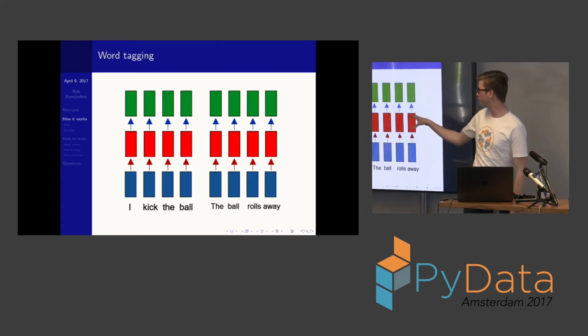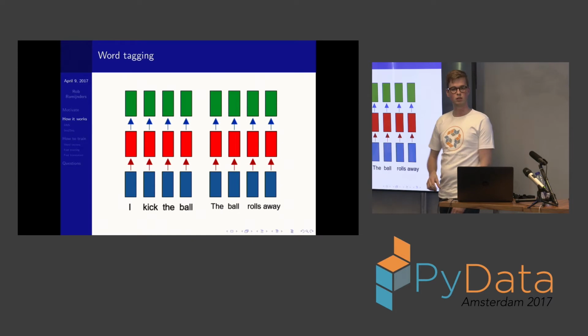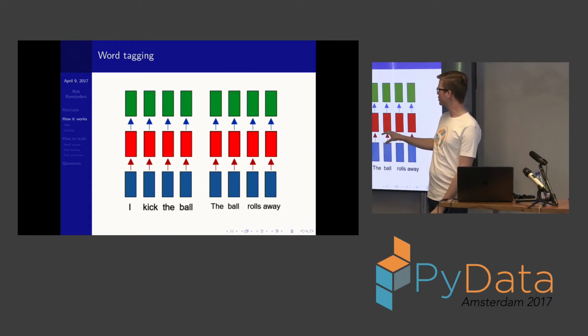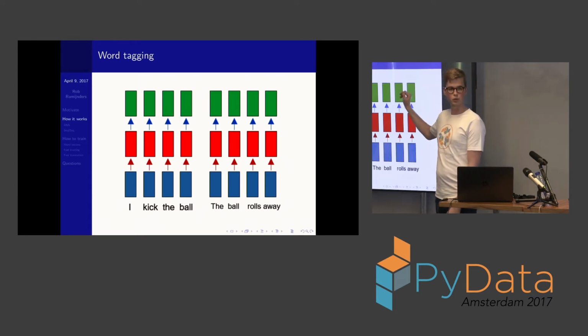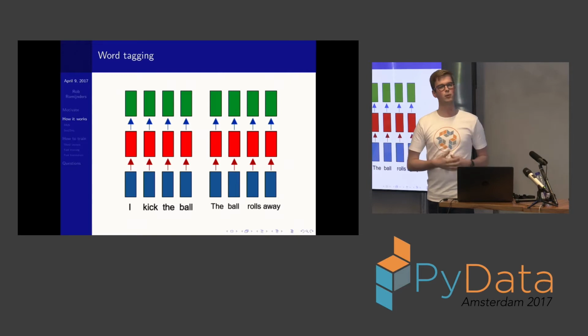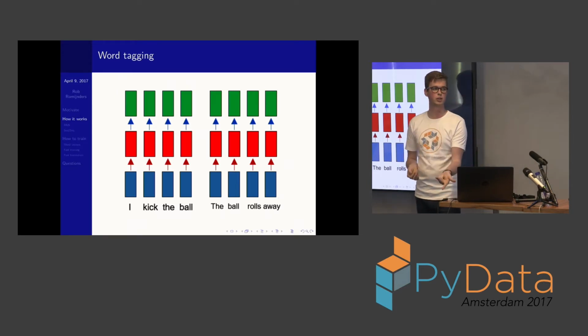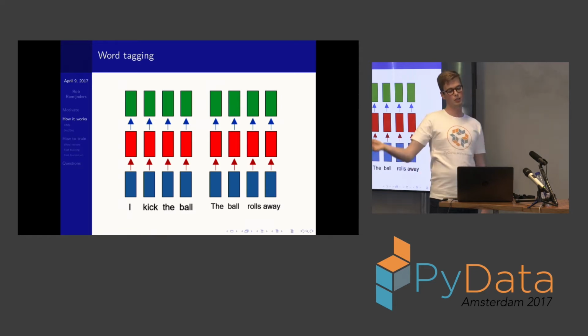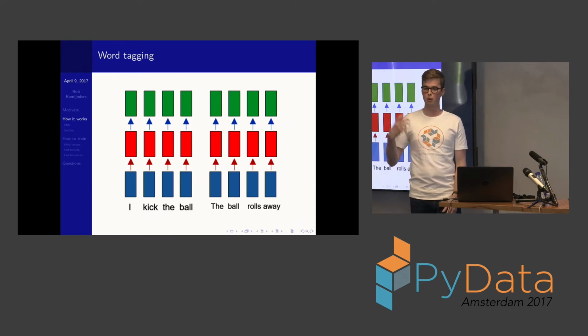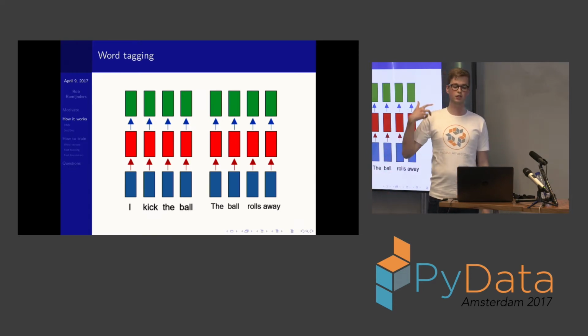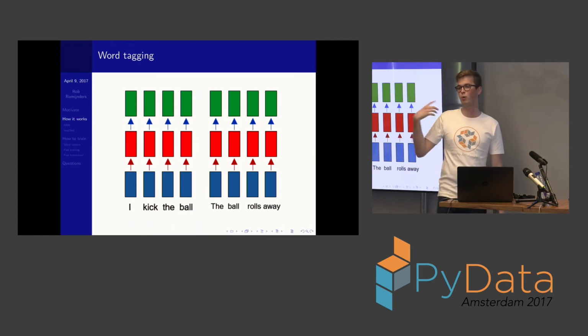We could also depict that in images. So we map one vector to another vector. But now let's say we care about classification of objects, verbs, and subjects. So in this, our neural network would say I is a subject, kick is a verb, the ball is an object. In the second sentence, it would say the ball is a subject, rolls is the verb, and away is the object.